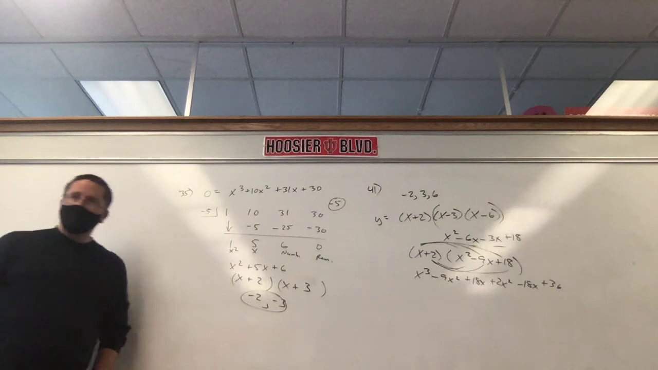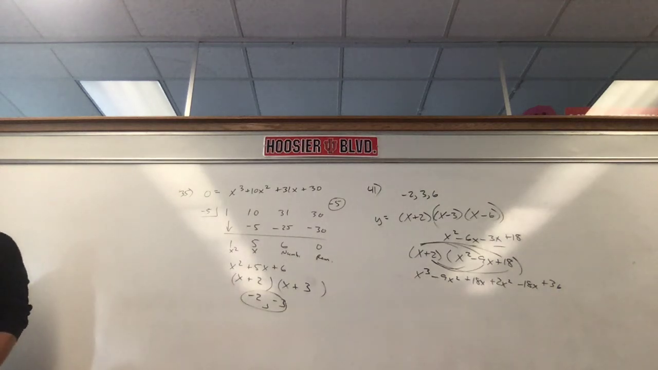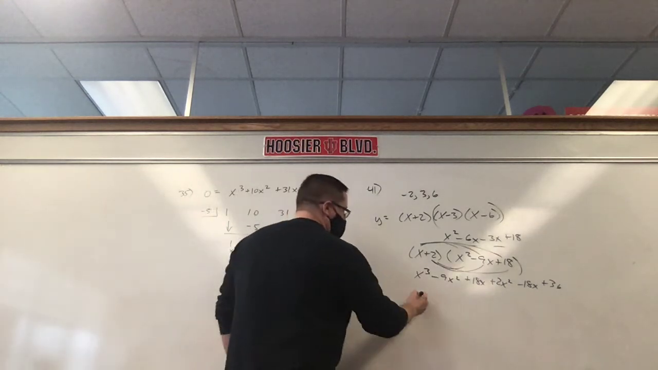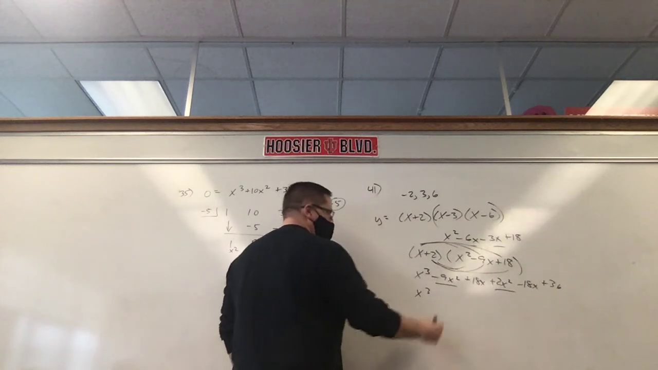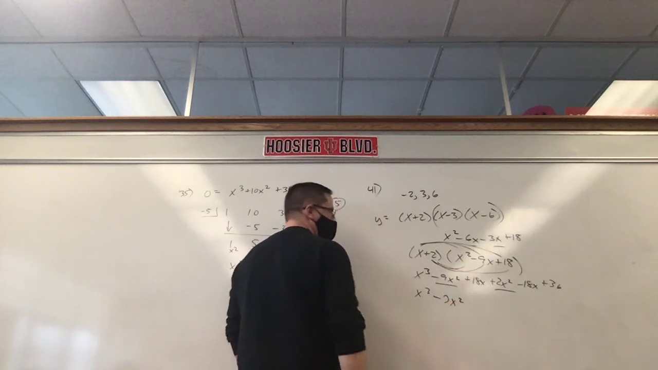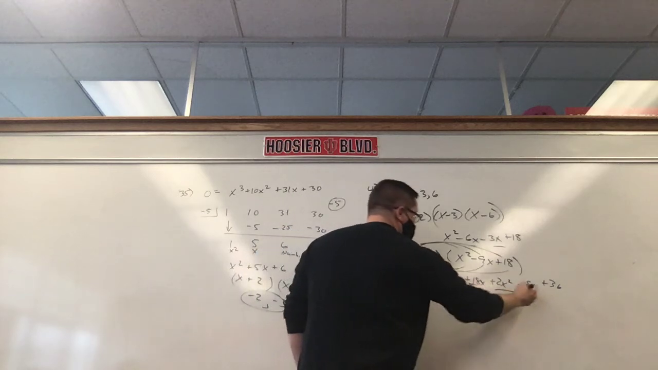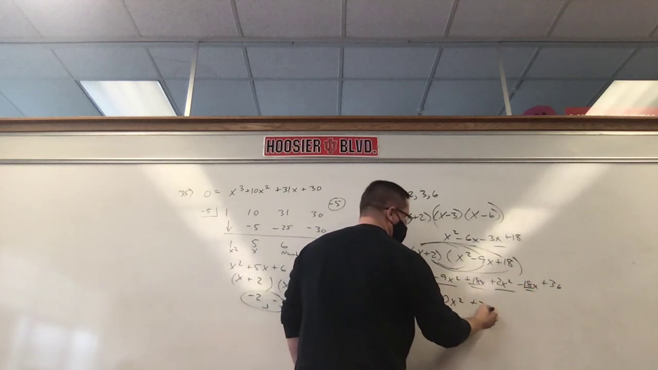Have I multiplied everything by everything? Yes, we're all done. Almost. Combine like terms. I can't put anything with x cubed, but I can put a negative 9x squared and a positive 2x squared together. That's a negative 7x squared. 18x and negative 18x, those cancel. Plus 36.